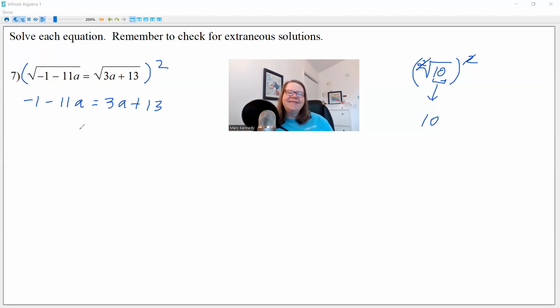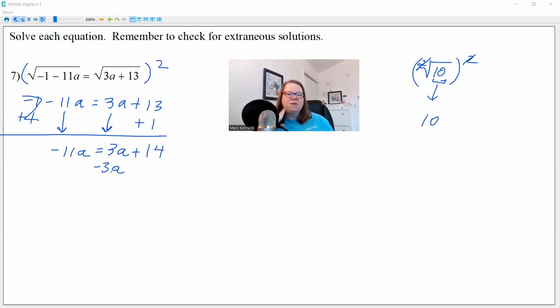Okay. So you can start this in lots of ways. I'd probably start by adding 1 to both sides. If you do it differently, but you get the same answer, then it's fine. There are lots of ways to solve from here. So notice that I brought down the -11a and the 3a, and then I've got 13 plus 1 is 14. And now I would subtract 3a from both sides.